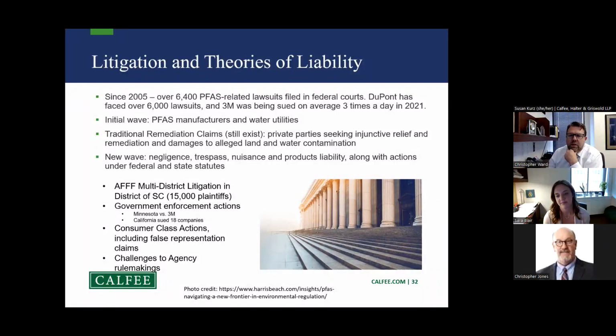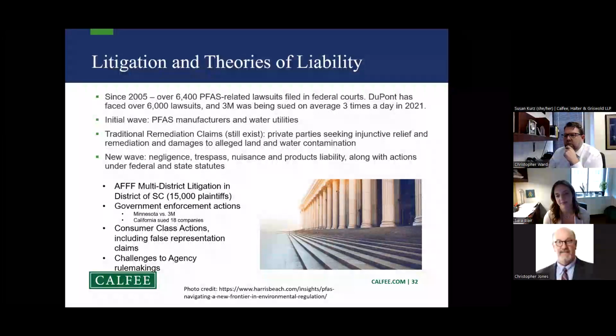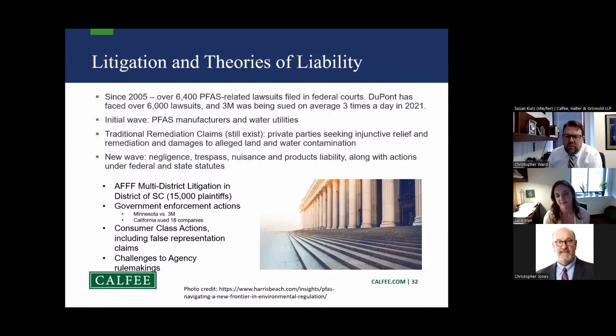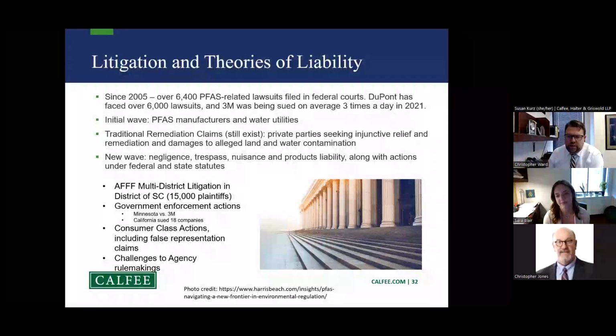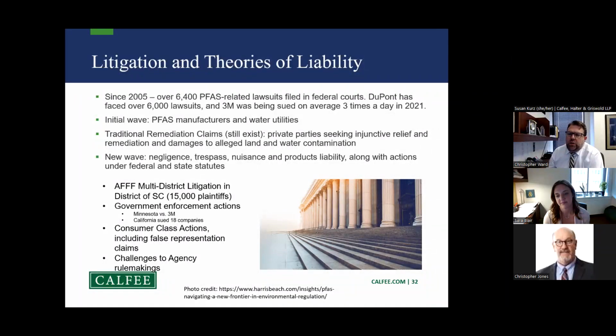Since 2000, the initial wave was directed mostly towards PFAS manufacturers and water utilities. Traditional claims, such as private parties seeking injunctive relief and remediation and damages for alleged land and water contamination, are giving way more to a new wave of claims we're seeing across the country in litigation, more state-level claims like negligence, trespass, nuisance, products liability, and some actions under different federal and state statutes.